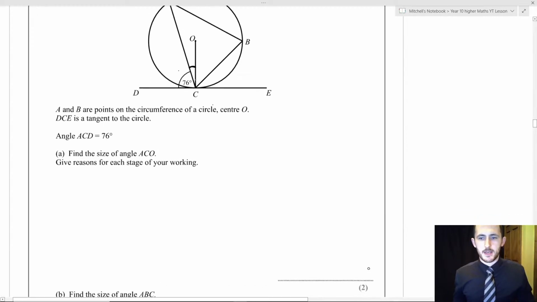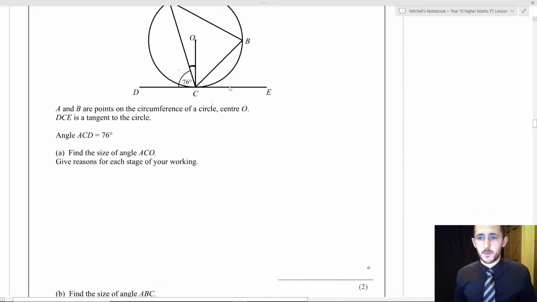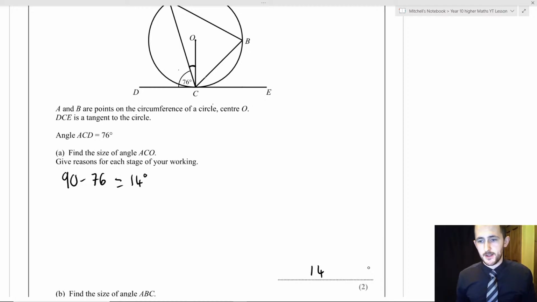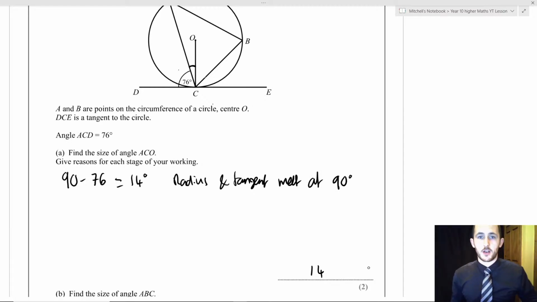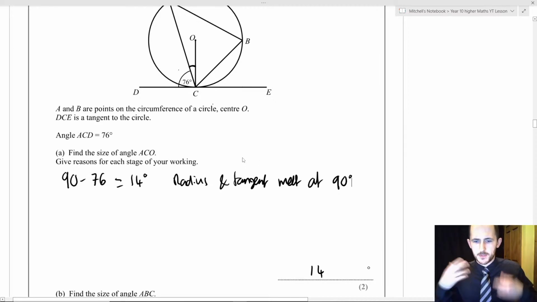Now, this one is very similar to the other one. This is the radius, and this is a tangent. The whole thing should be 90 degrees. So what we're doing is doing 90 minus 76, which is 14 degrees, which is our answer. But we need to give a reason, because radius and tangent meet at 90 degrees. This is actually how I'd recommend studying and learning circle theorems yourself, is to write out the reason for every step of your working, even if you don't have to. It just helps you explain it to yourself.